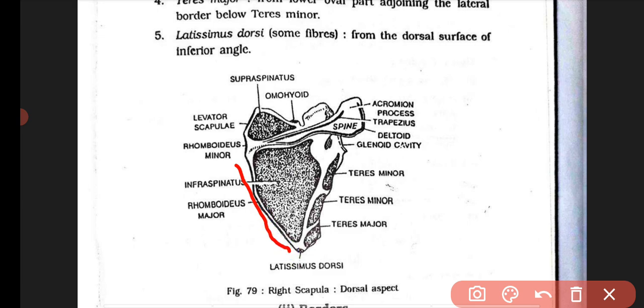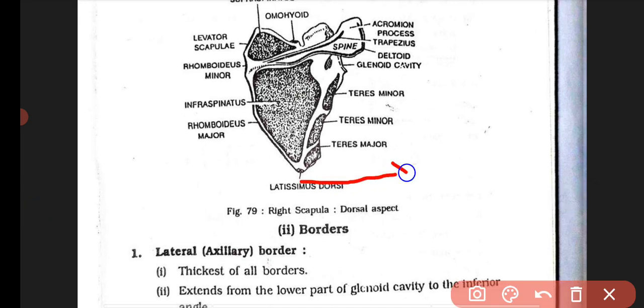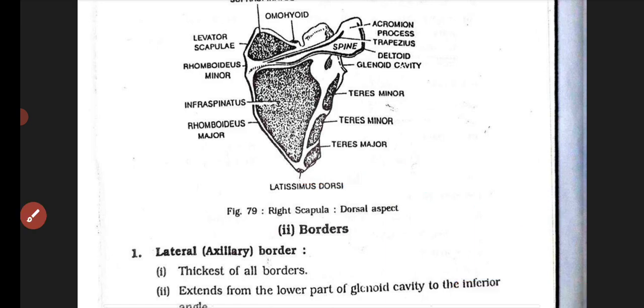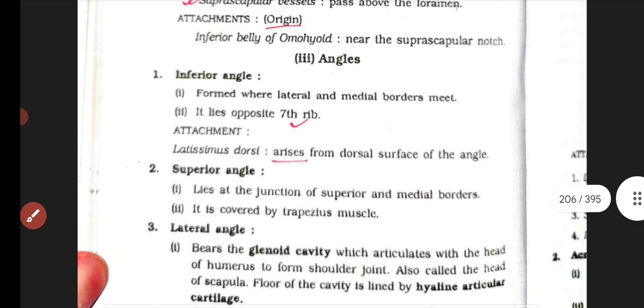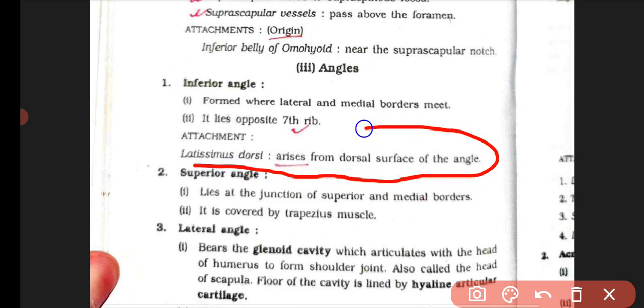This one is the medial border, this one is the lateral border, and here they meet. So this one is the inferior angle. And the second point, this inferior angle lies opposite the 7th rib. Here there is only one muscle attachment: the latissimus dorsi muscle arises from the dorsal surface of this angle.